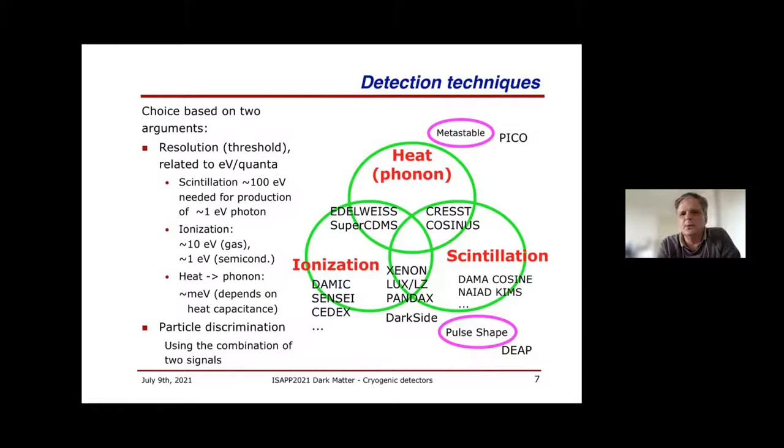And then we already said another one is that you can combine your heat measurement with another measurement to have particle identification, with the obvious goal, in the case of nuclear recoil, that you can in that way isolate nuclear recoil relative to electron recoil.